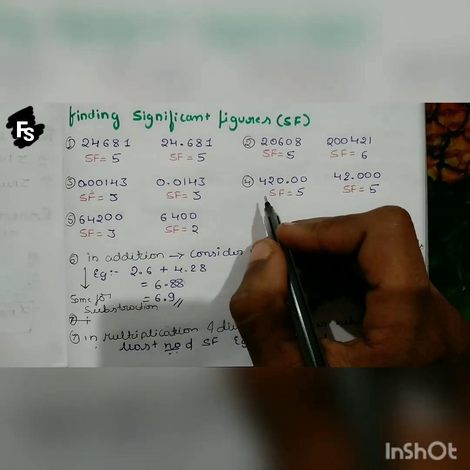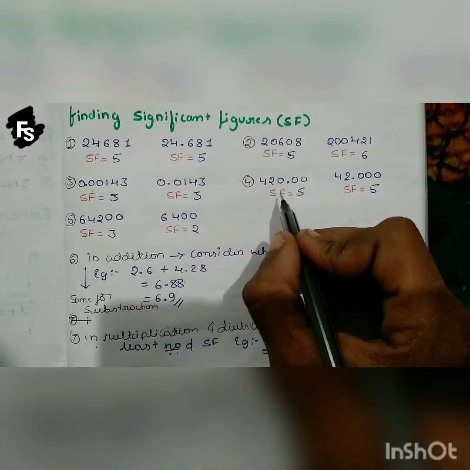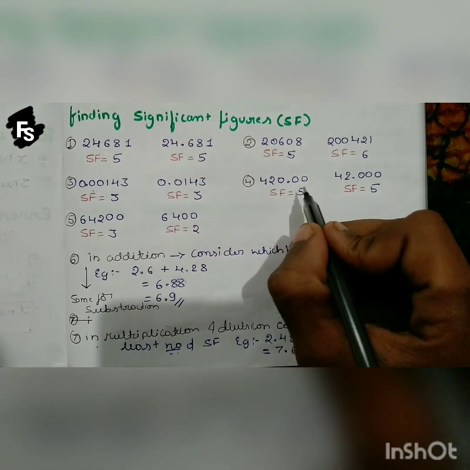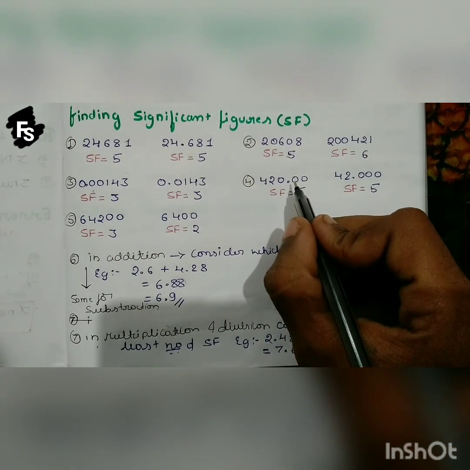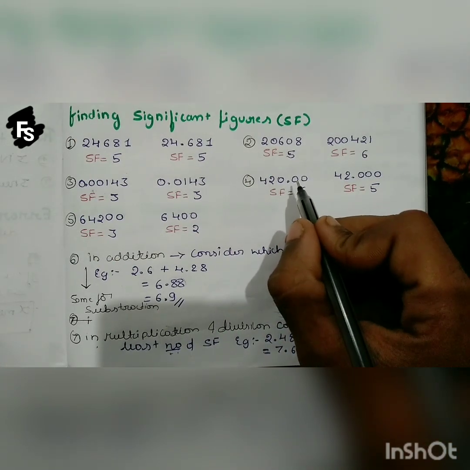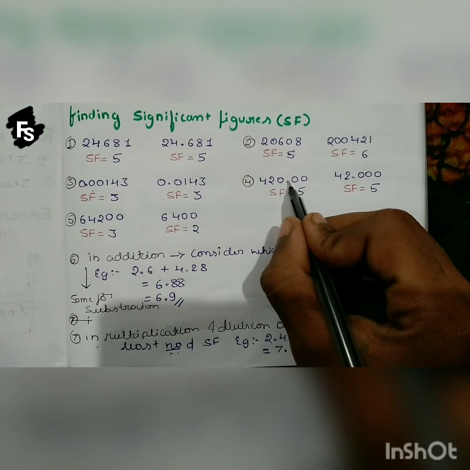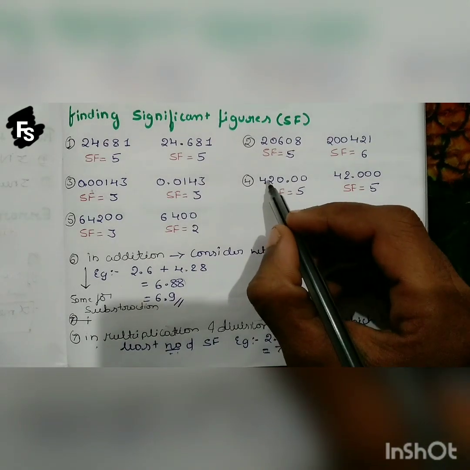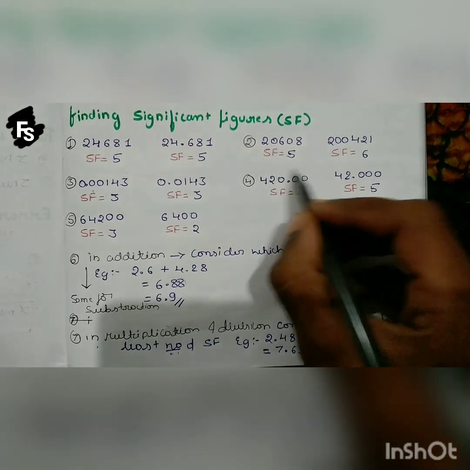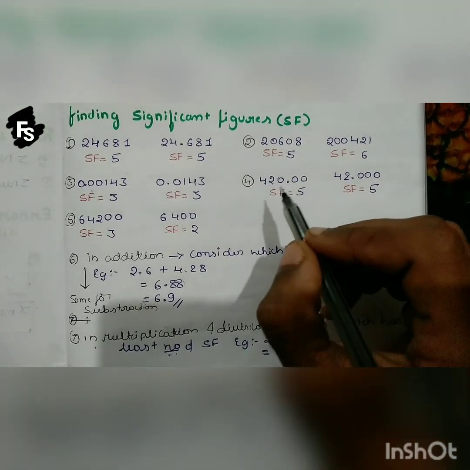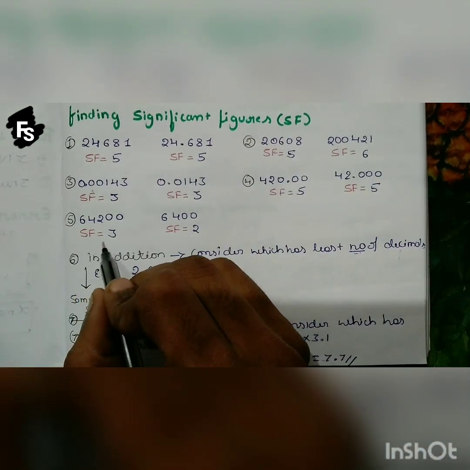Fourth point. Zeros after the decimal point are significant. So here, the zeros after the decimal point are significant, which means 1, 2, 3, 4, 5: 5 significant figures. So then come to the fifth point.